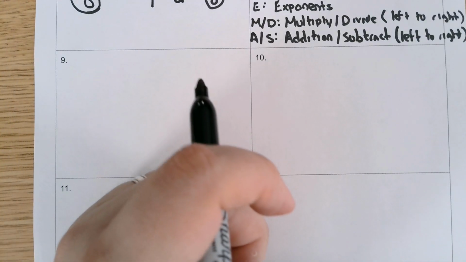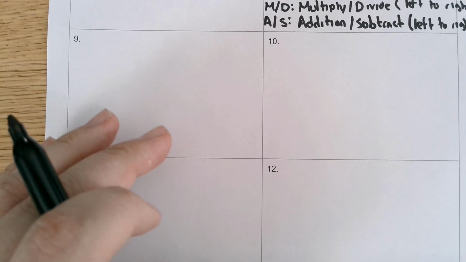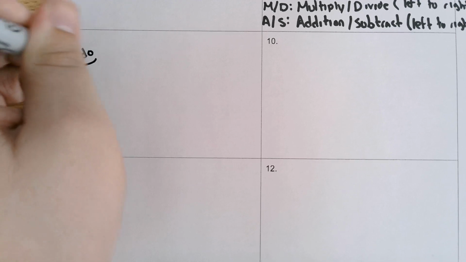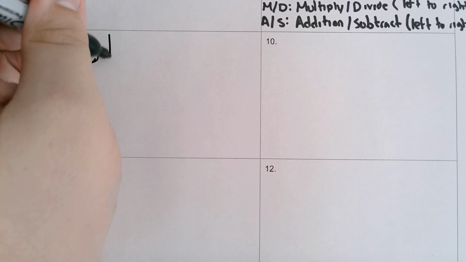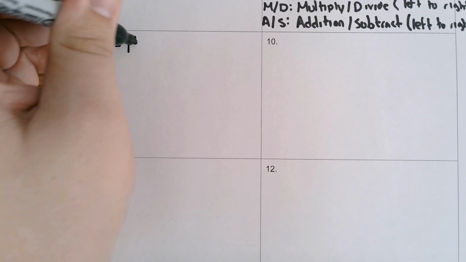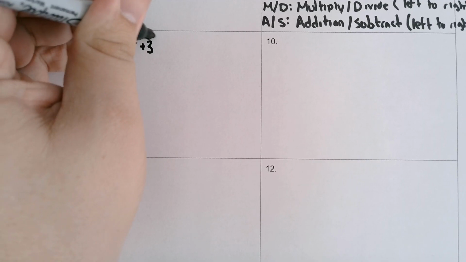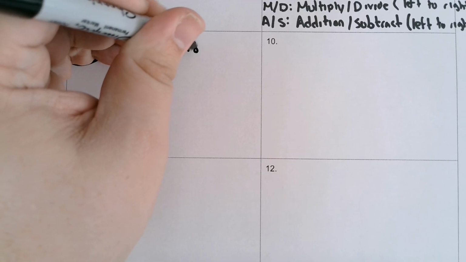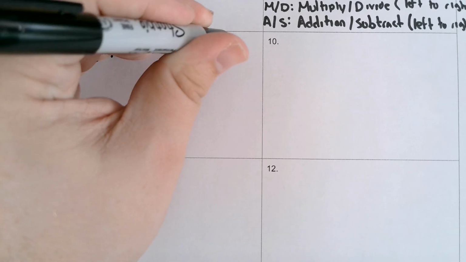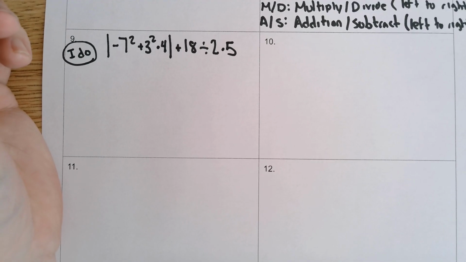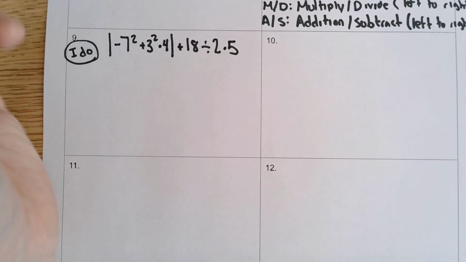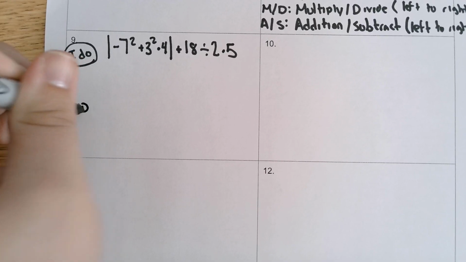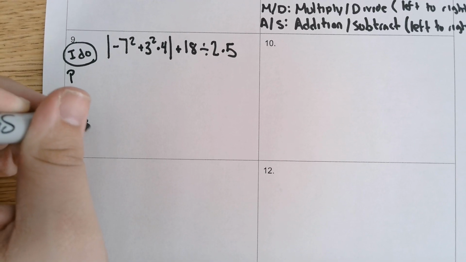All right. So we go to our first problem. This is the I do. So just follow along with me. The absolute value of negative 7 squared plus 3 squared times 4, close absolute value, plus 18 divided by 2 times 5. So we're going to go down PEMDAS order. Parentheses, exponents, multiplication, division, addition, subtraction.